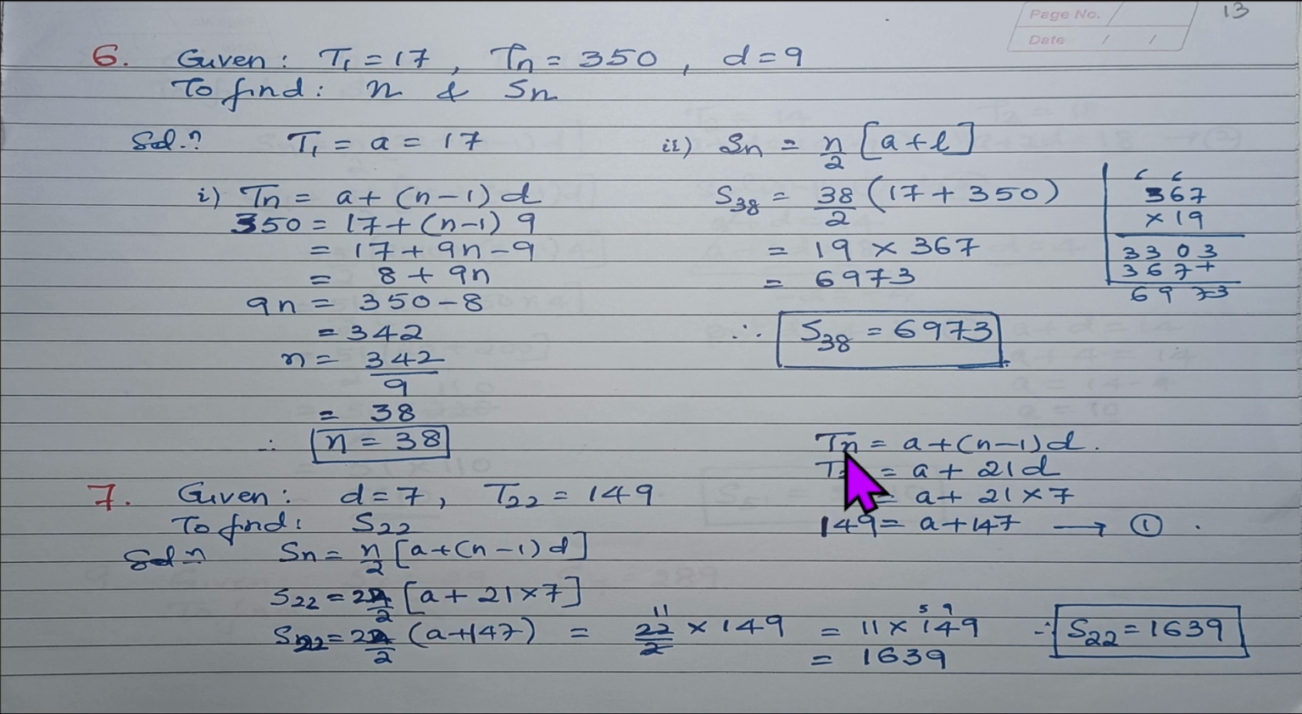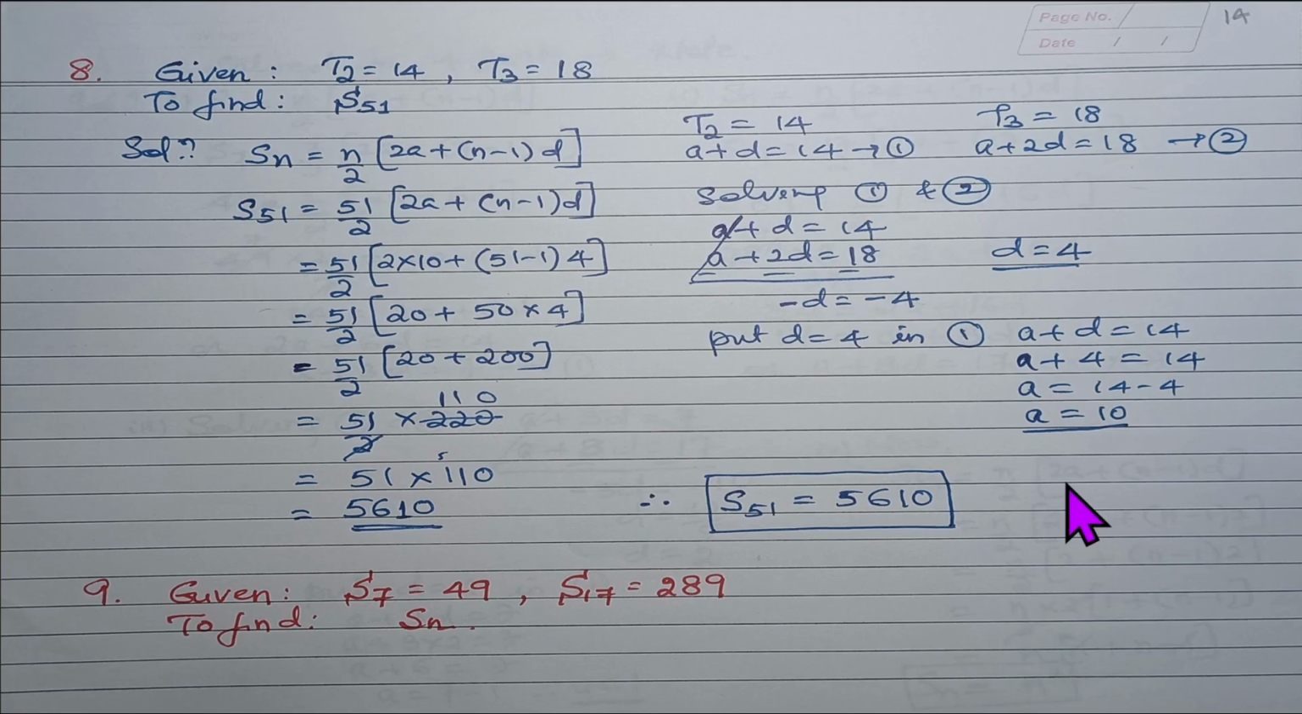So to find a, let us use the Tn formula, that is Tn is equal to a plus n minus 1 into d. T22 is equal to a plus 21d. Since we know T22 is 149, it is equal to a plus 21 into 7. So 21 into 7 is 147, and 149 is equal to a plus 147. So a is equal to 2. So I can put the value of a here as 2, therefore it becomes 22 upon 2 into 149, which is 11 into 149, and that is 1639. Therefore the sum of 22 terms is 1639.